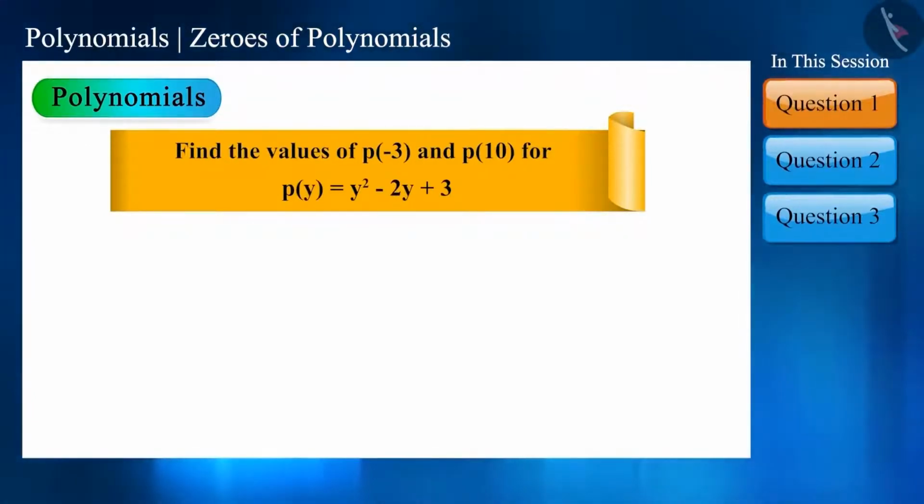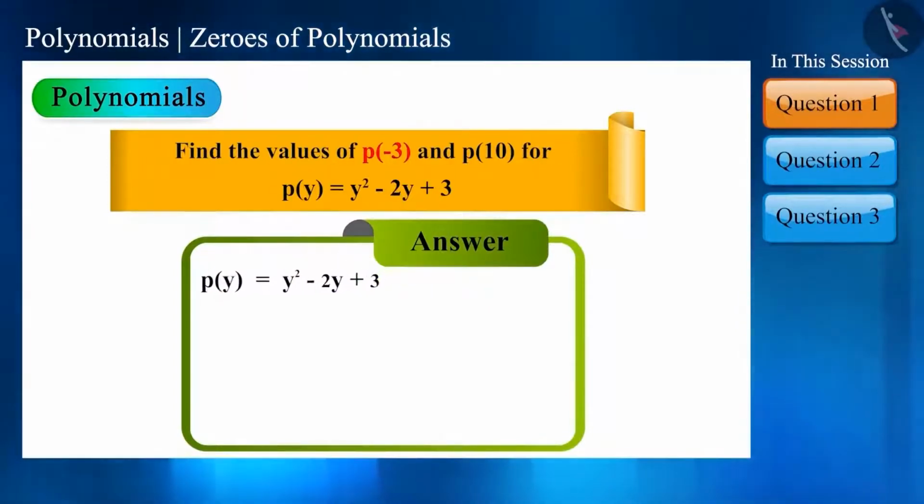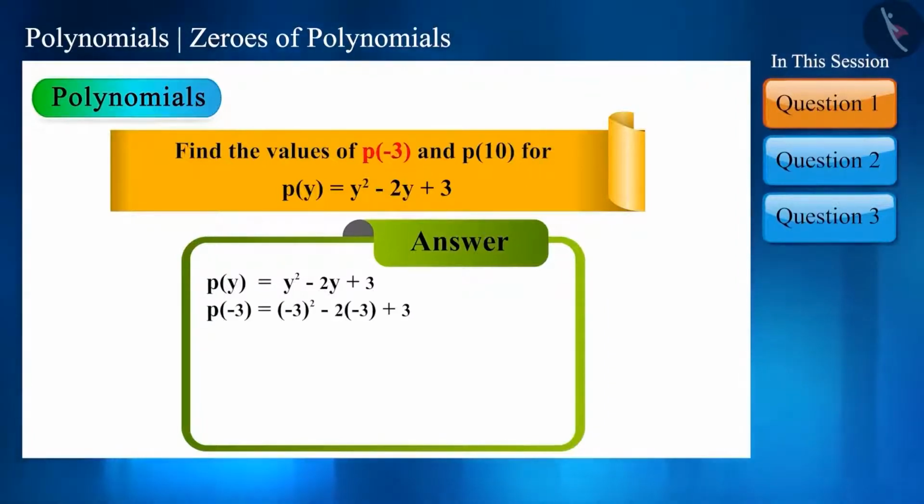This is a very easy question. Let us find p of -3 first. You can also solve this question with me. So, here the value of p of -3 will be (-3) square minus 2 into -3 plus 3 equal to 9 plus 6 plus 3, which is 18.